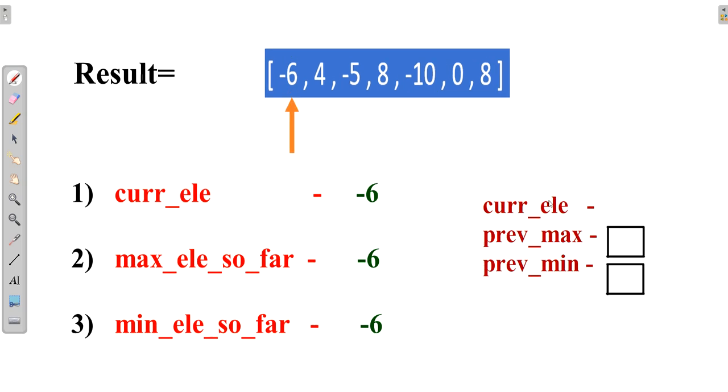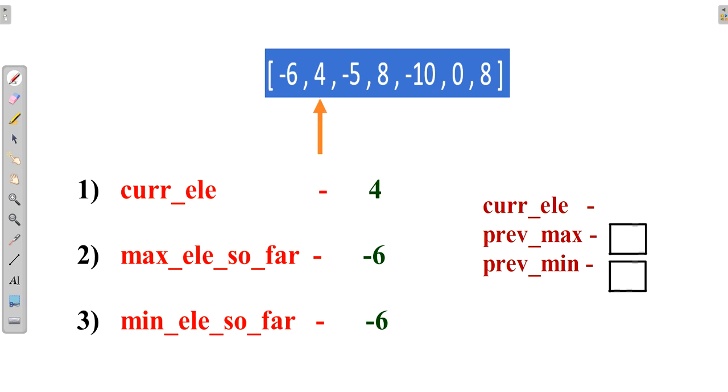So I'll take current element as -6, and as soon as the arrow goes towards the second element, the maximum element will come under previous max. For the next iteration, -6 will be filled here and the minimum element so far will be in previous minimum. Right? Now as soon as I iterate for the second element, I have current element as 4. So I will write current element as 4. Previous max was -6 and previous min was -6.